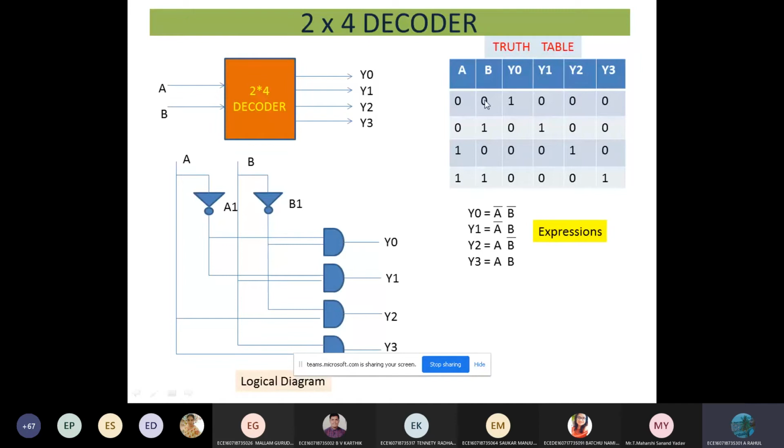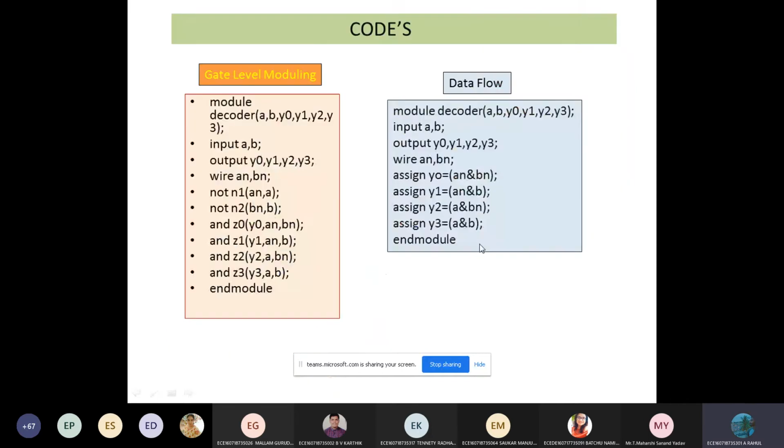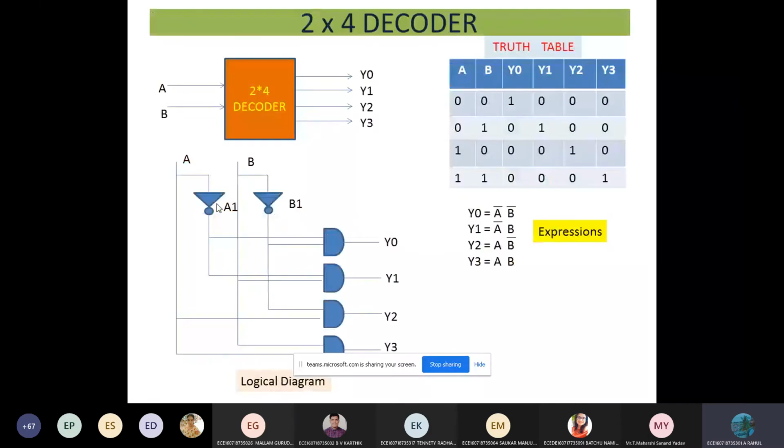And after seeing the truth table, we are writing the expressions. As Y0 is 1, we are having A0 and B0, means A bar and B bar. When Y1 is 1, we are having 0, 1, means A bar and B. In the same way, I had written Y2, Y3. Under the codes, gate level modeling, it's the same port declaration, A, B, Y0, Y1, Y2, Y3. Inputs are A and B, outputs are Y0 to Y3. Wires are AN and Bn. Because we are having two NOT gates, so we are taking wires as AN and Bn.